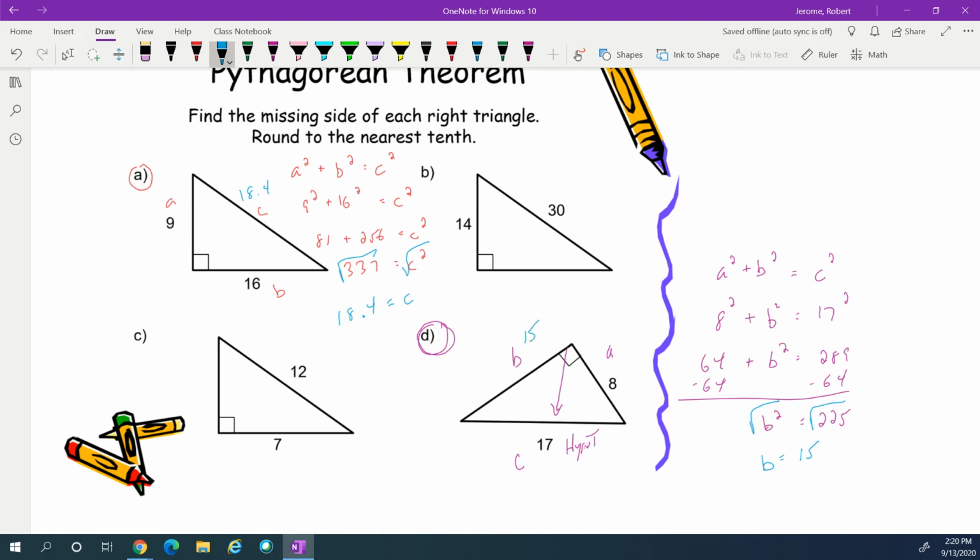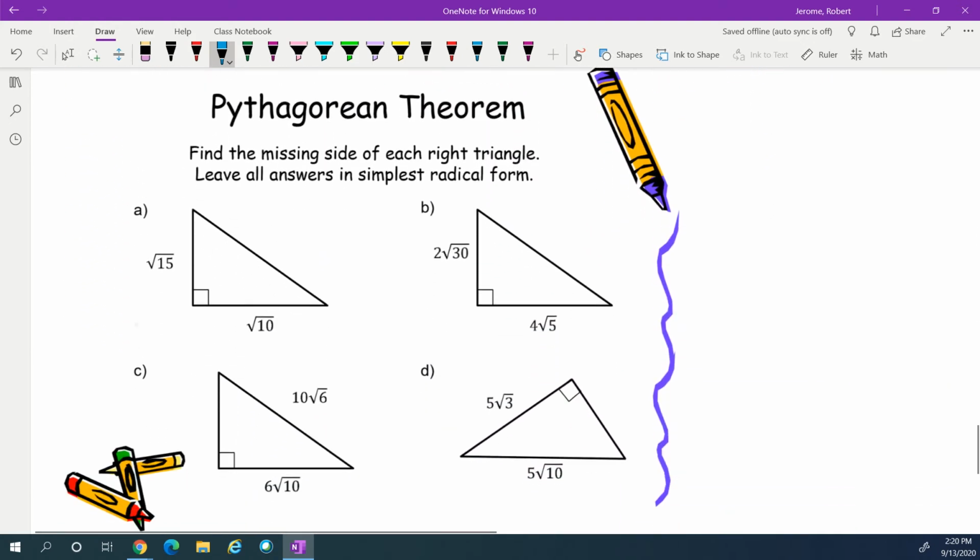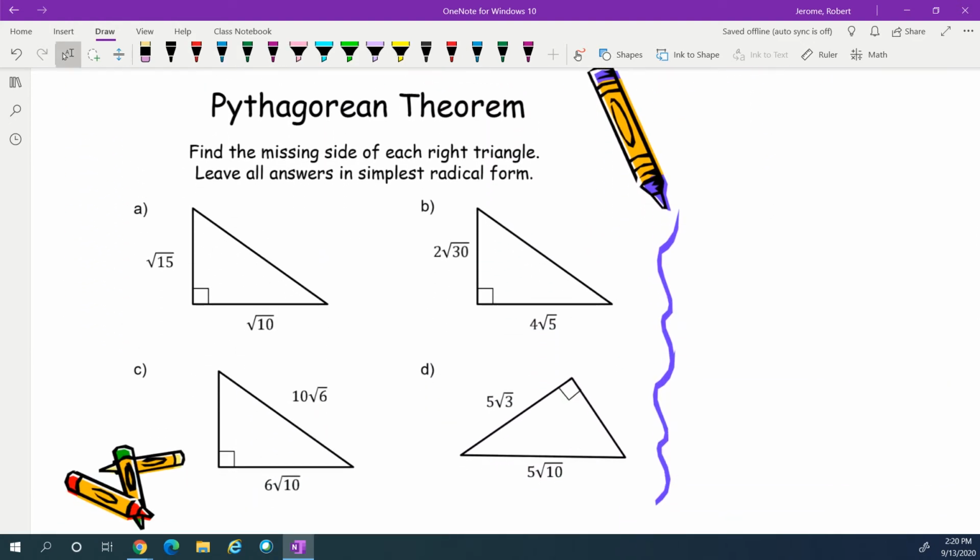So 15. Now again, since the hypotenuse was 17, that has to be the longest side of the triangle. I have to get a number smaller than 17. I did, so I can feel pretty good that I'm doing things correctly. Okay, well, let's look at some others. Here we have to do some radicals. And we did a lot of review of radicals at the beginning of the year. So we should be pretty strong here.